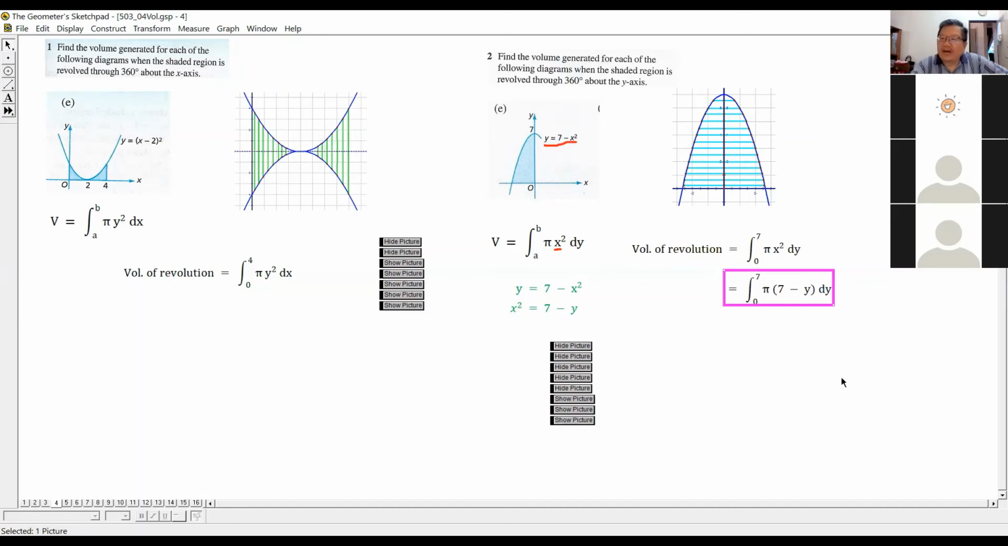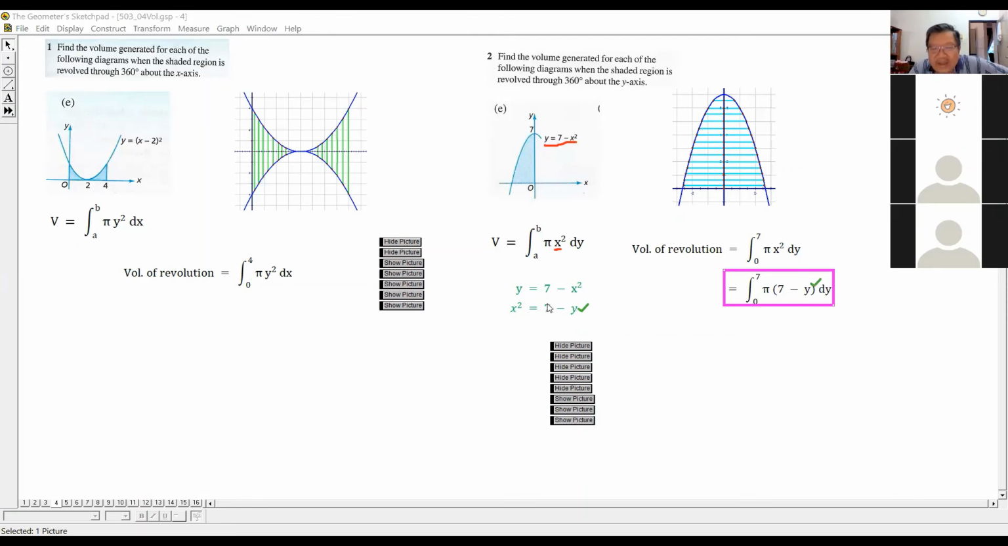Why 7 minus y? Do I need to square it again or not? The x square I replace with 7 minus y. Do I need to put 7 minus y square? No need. Why no need? Because x square is already 7 minus y. This 7 minus y is already x square. So you don't have to square it again.